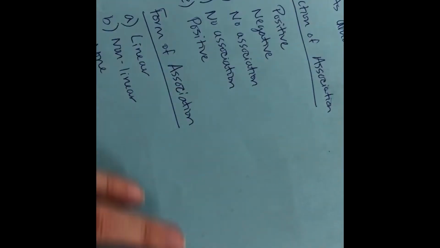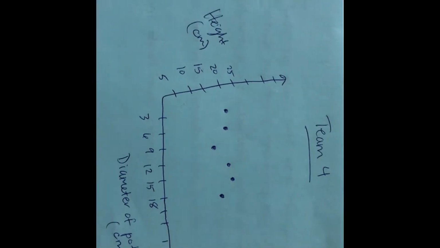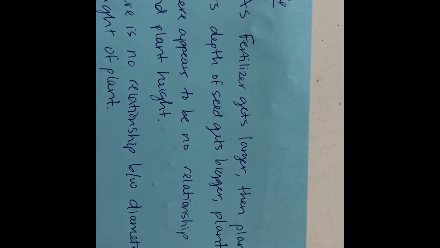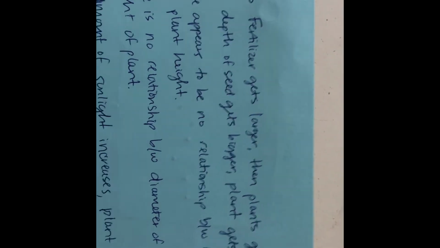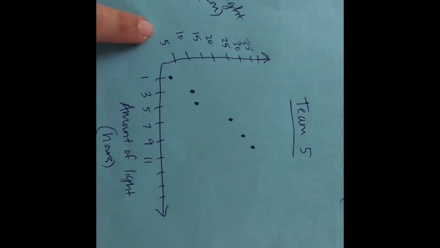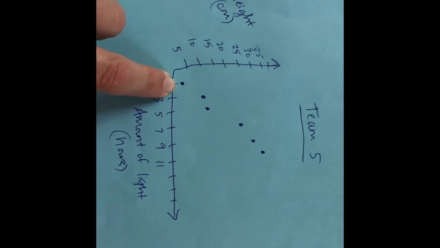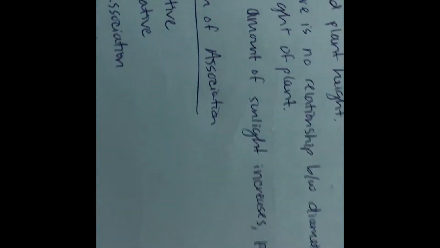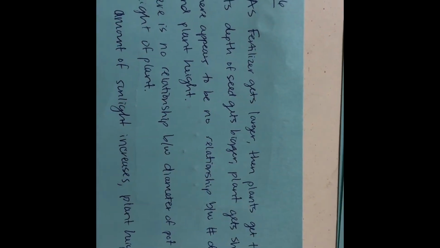All right, for the fourth graph, which is actually on this side, I'm also noticing that there's really no relationship here. There's no consistent pattern. So for part D, I put there is no relationship between the diameter of the pot and the height of the plant. For part E, it looks like there is a relationship between the amount of light and the height. So it looks like as the amount of light increases, the height of the plant also increases, and that is what I put. As the amount of sunlight increases, plant height increases.